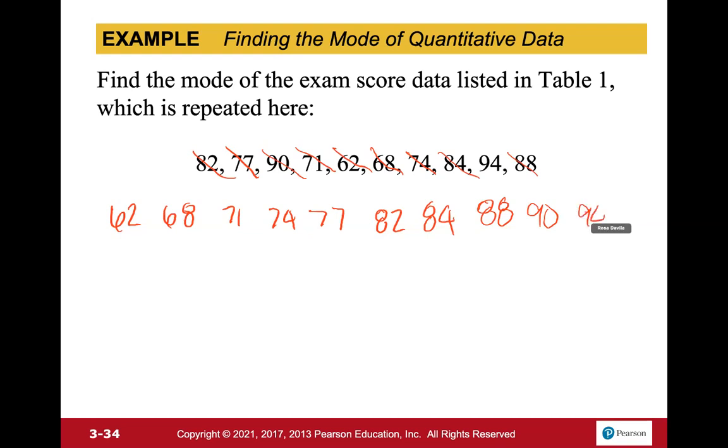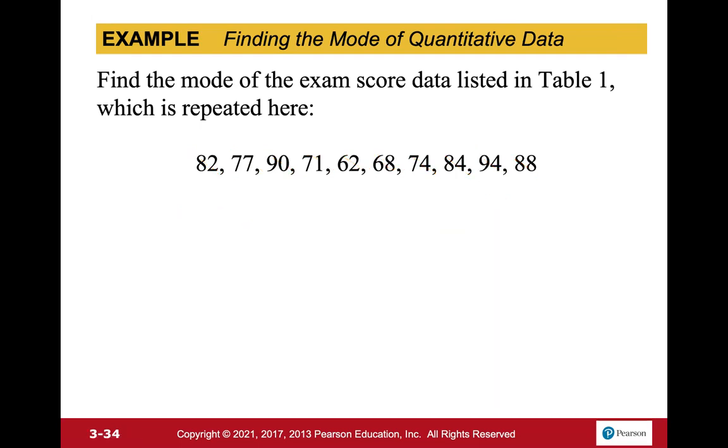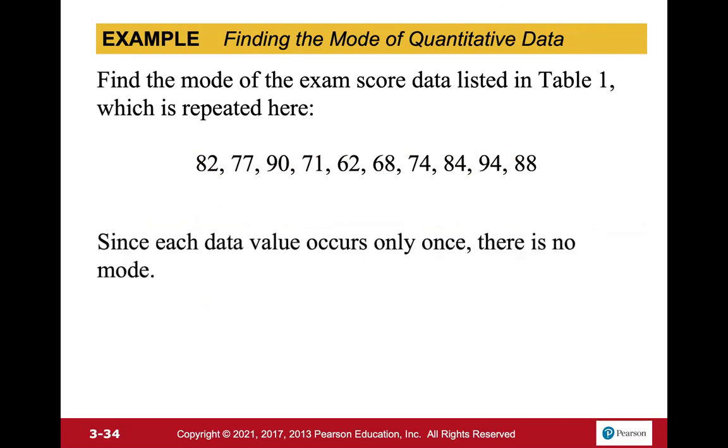and 94. So now that we have these all in order, we do not have any that repeat. There aren't any other 62s, there aren't any other 68s, and we're going all the way down the line. So here we would just say that there is no mode, because there aren't any data that repeat here. Since each data value occurs only once, there is no mode.